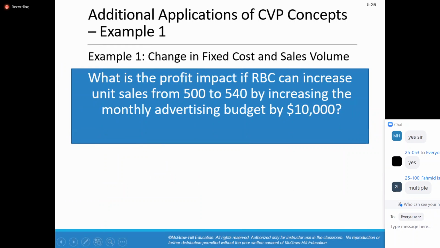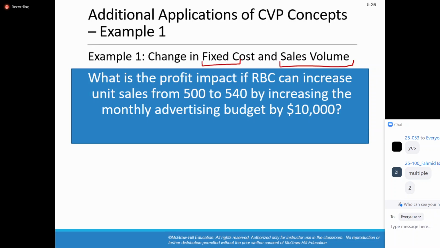First of all, if there has been changes in fixed cost and there has been changes in sales volume, how many variables are we changing in our calculation? I see responses, multiple, 2. So it should be a scenario analysis. It should not be a sensitivity analysis. Okay, it should be a scenario analysis because you are changing more than one variable.